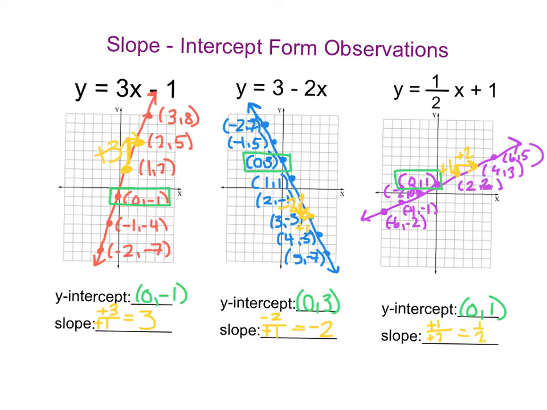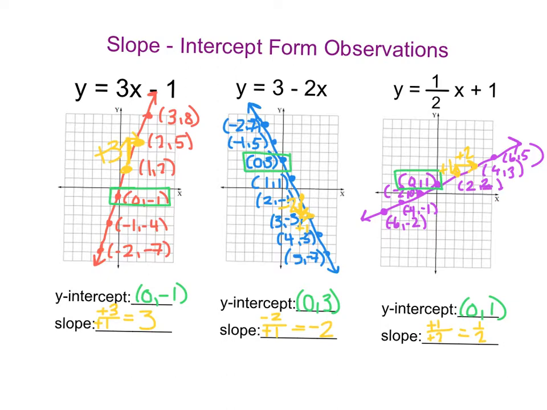Now that we've identified this key information, we're going to start relating it to the equation. Take a look up here at each of these equations: y equals 3x minus 7, y equals 3 minus 2x, and y equals 1/2 x plus 1. Essentially, we're going to look at patterns among these and see if we can find out how they relate to the y-intercept and the slope.